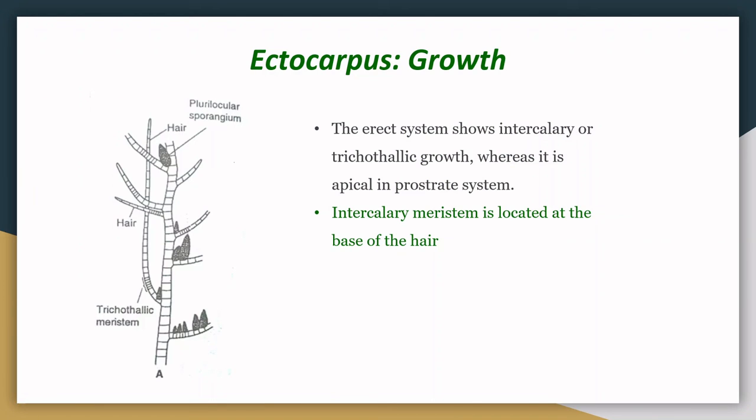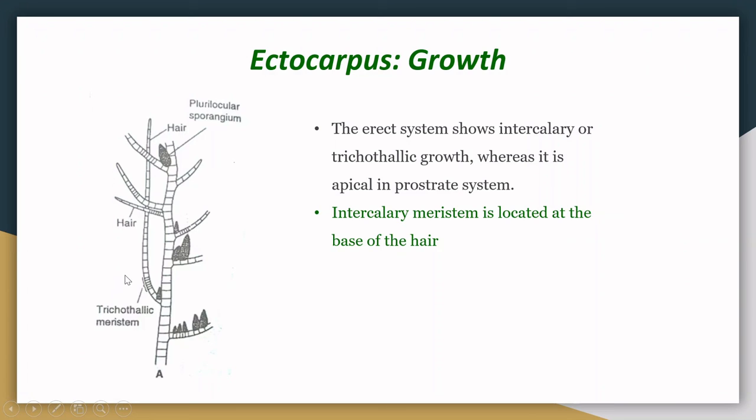Now, one interesting feature about Ectocarpus is its growth. In the prostrate system, the growth is apical, that means the apical cell undergoes cell division and adds cells to the filament, which increases in length. And the erect system shows intercalary or trichothallic growth, that means the cells present in between undergo cell division and increase the length of the branch as well as that of the main axis, and also increase the length of the hair. So that means a trichothallic meristem brings about growth in the erect system of Ectocarpus.